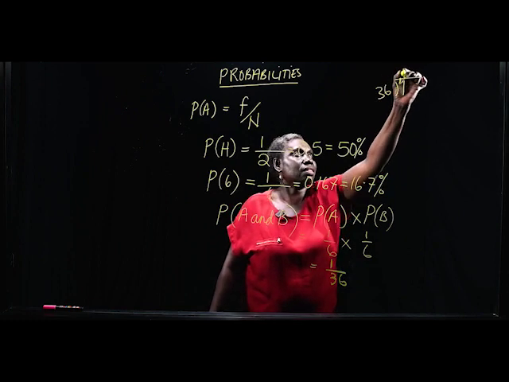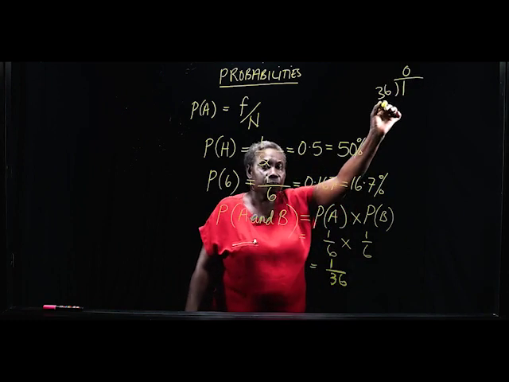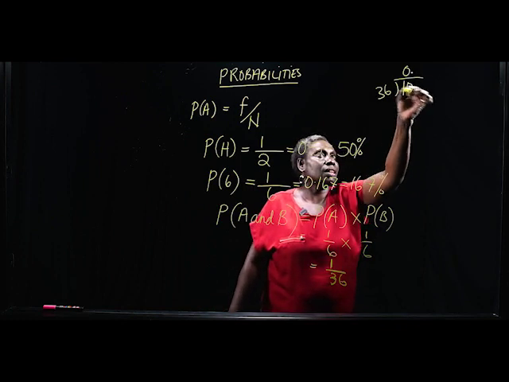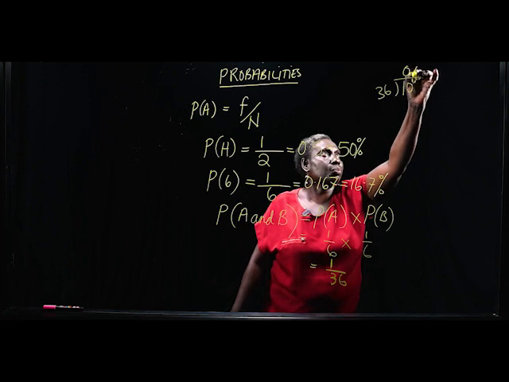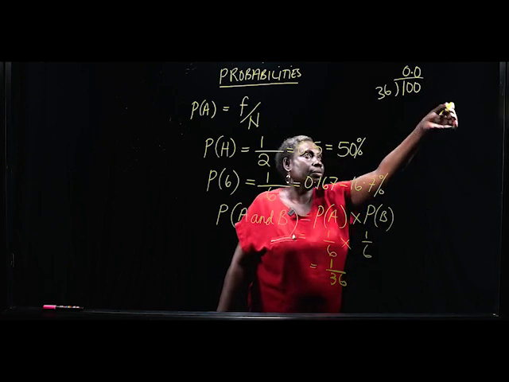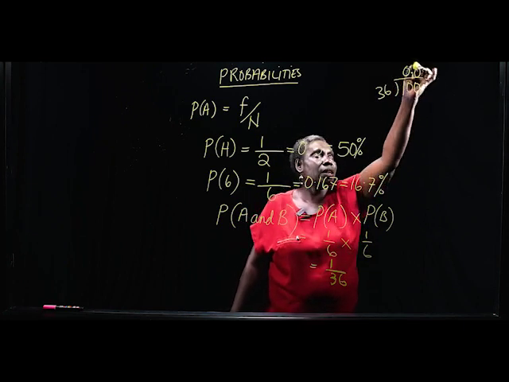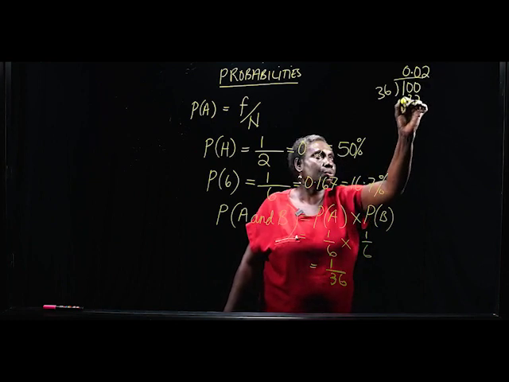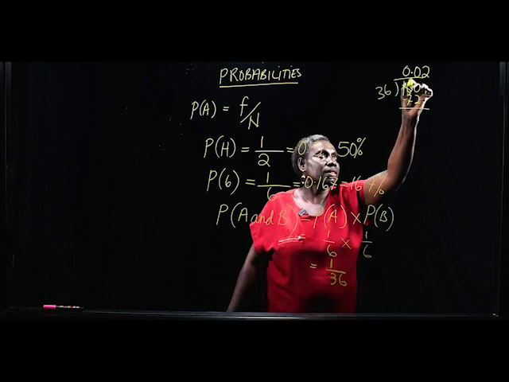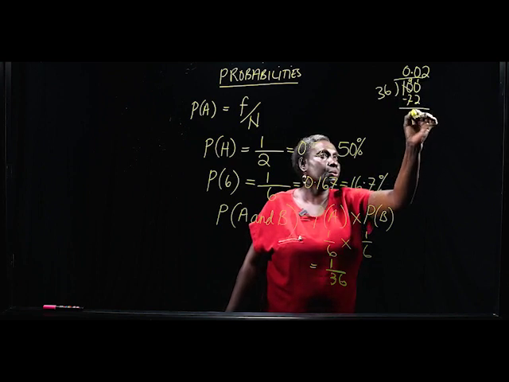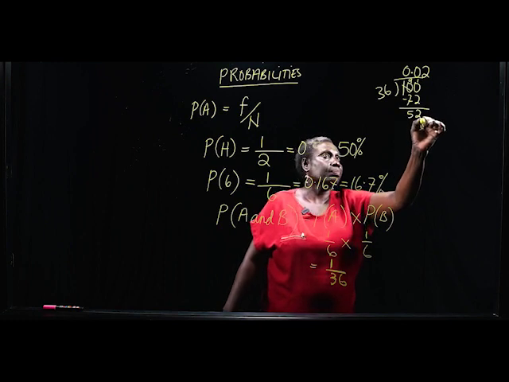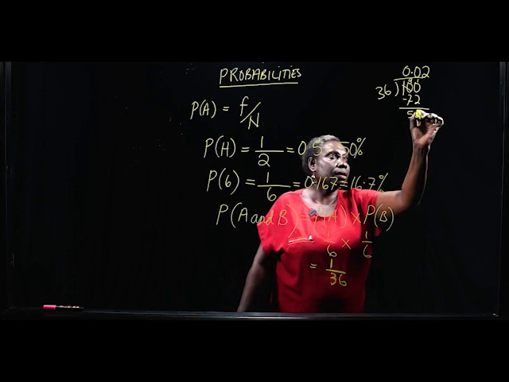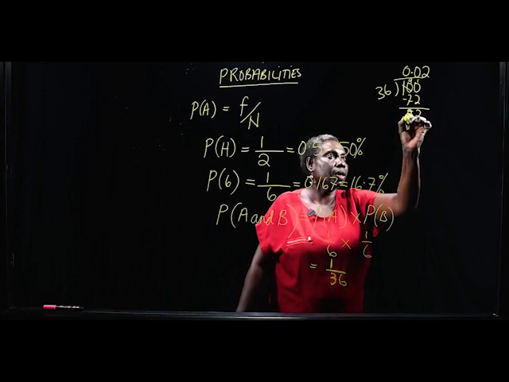1 divided by 36 is 0. We put a decimal point and make this 10. 10 divided by 36, still it cannot. Put down a 0 and make it 100. 100 divided by 36, 2. 2 times 36 is 72. Subtract. We have 2 and 8.